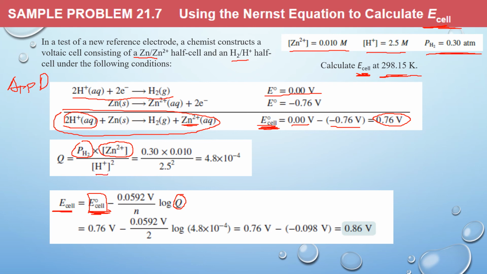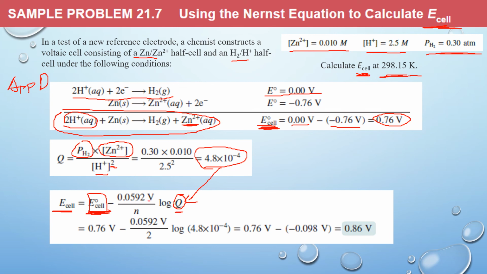But remember the 2, so we have to do the proton concentration squared. All the concentrations or pressures are given, so we can plug in those values and calculate this Q value. Then we can substitute this Q value into this equation. We know the standard E cell potential, and we know the Q value.